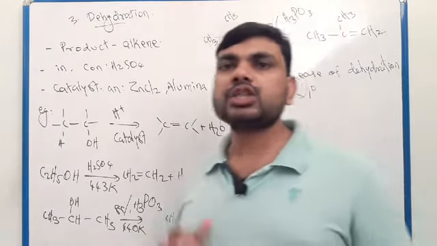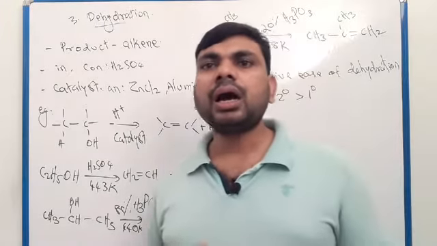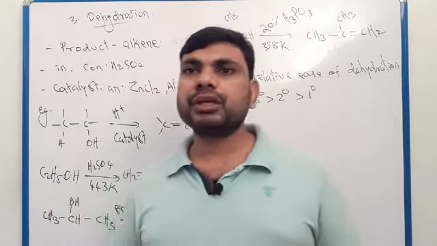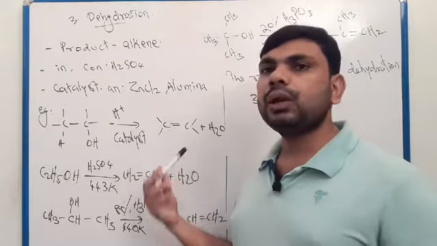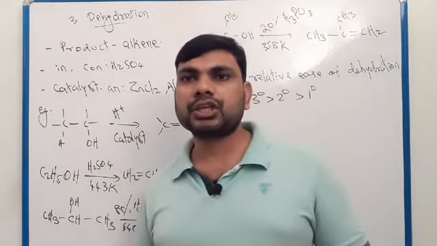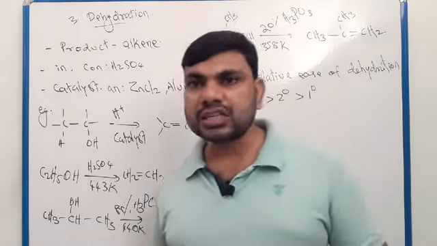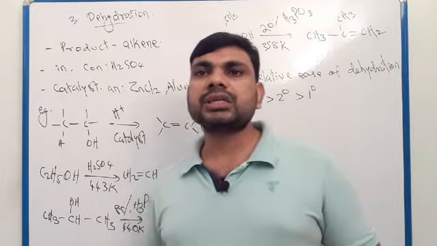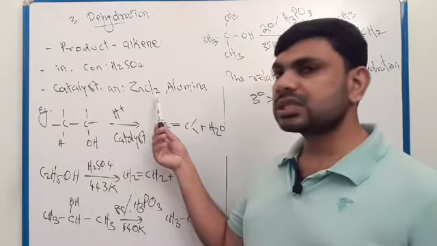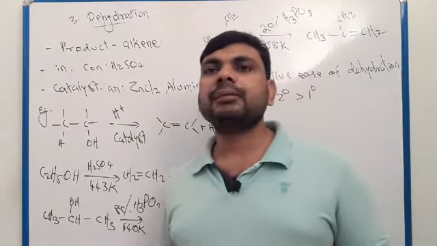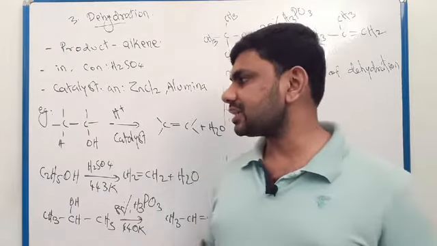So here we are talking about the third chemical reaction of alcohol. Alcohol after dehydration changes to alkene. Alkene will be the product. This chemical reaction takes place in presence of concentrated sulfuric acid. Concentrated sulfuric acid is the dehydrating agent, and the catalyst used is anhydrous zinc chloride or anhydrous alumina.